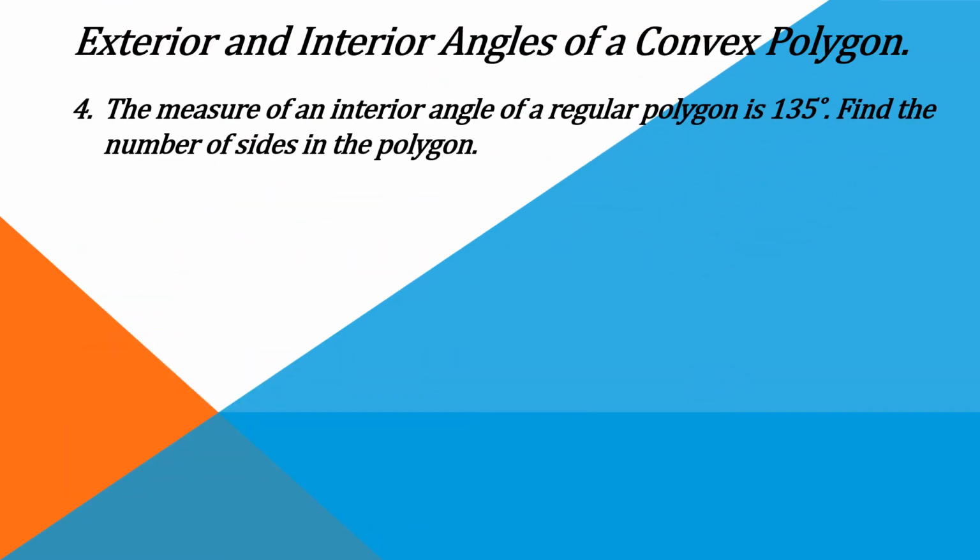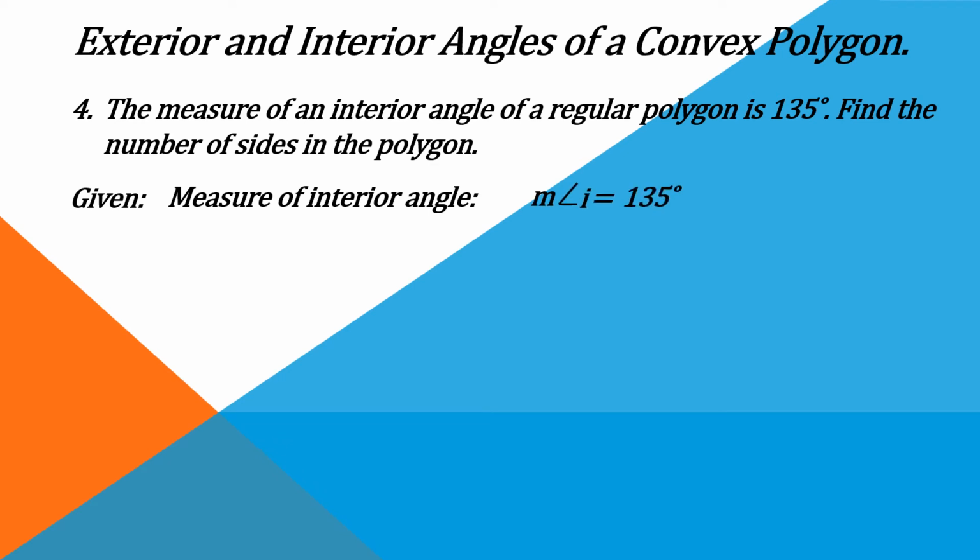Let us go to problem number 4. The measure of an interior angle of a regular polygon is 135 degrees. Find the number of sides in the polygon. Well, now in this problem, the measure of the interior angle is given as equal to 135 degrees, and we are required to find the number of sides of this polygon. Again, take the given data. Measure of interior angle is equal to 135 degrees. Required is the number of sides, n, is equal to question mark.